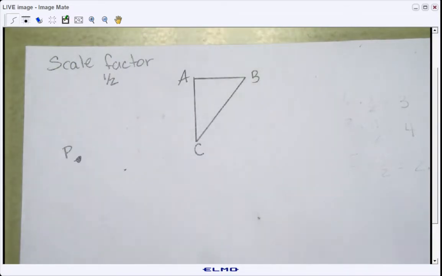Okay, in class we talked about dilations, and in class we had a fixed point on the outside of a figure, and we had two figures. This is the pre-image, and we're going to try and find the image. So the scale factor is a half, so we need half the distance.